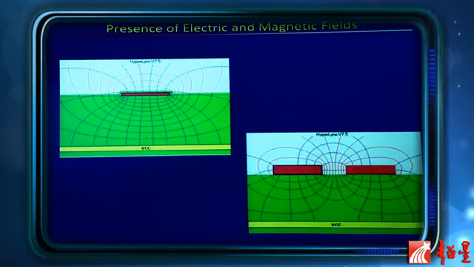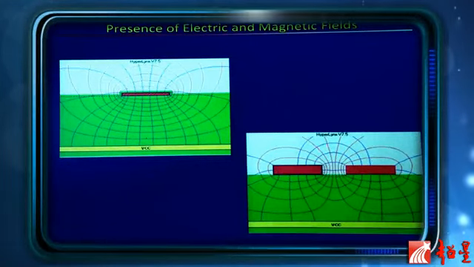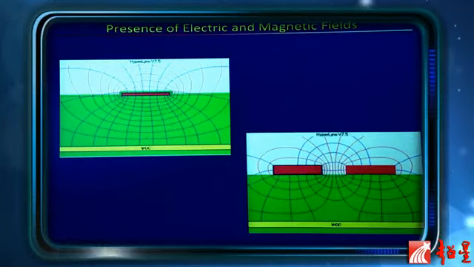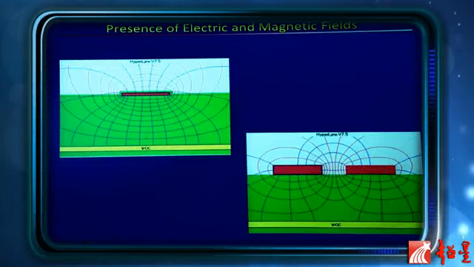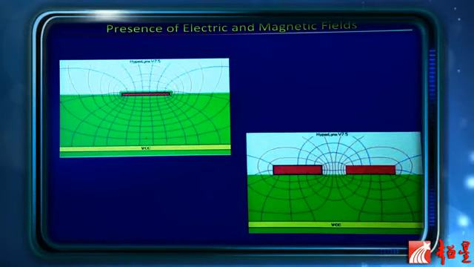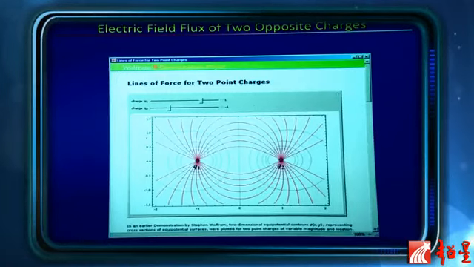This is a two-line transmission. You can see that the E field line is the blue line, and the red lines are magnetic field lines. So it's a cross section of how the wave is propagating through a transmission line.